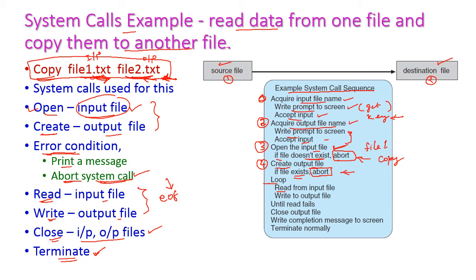Read data from the input file and write data to the output file until the read fails or it reaches the end of file 1. Once it is completed, close the output file and input file, write a completion message to the screen, and terminate the program normally, that is, successfully. So these are the sequence of system calls to execute which one? Reading the data from one file to another file.